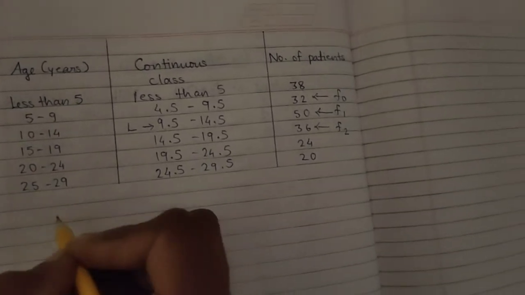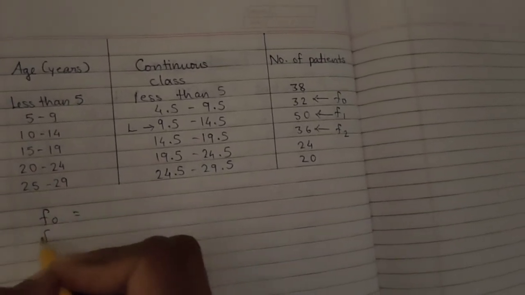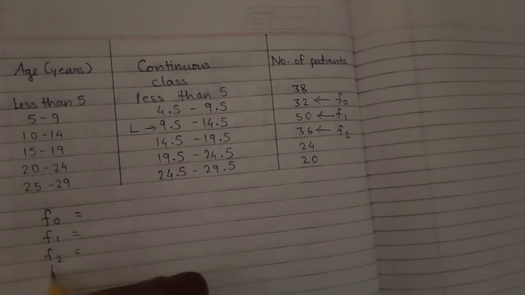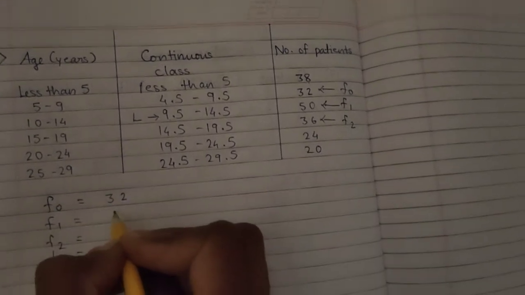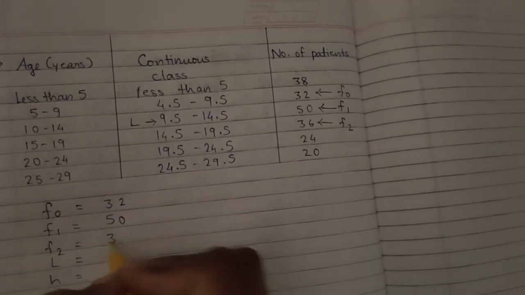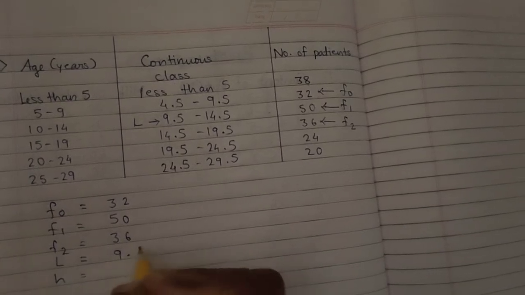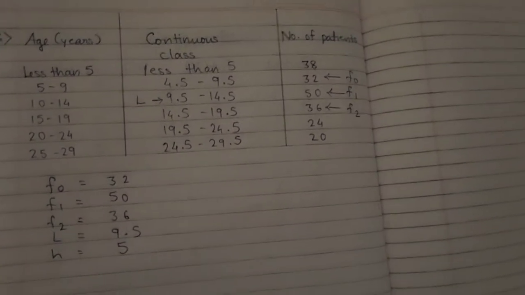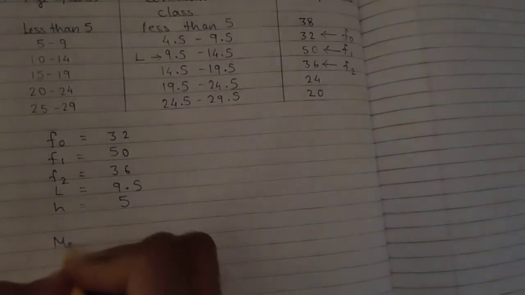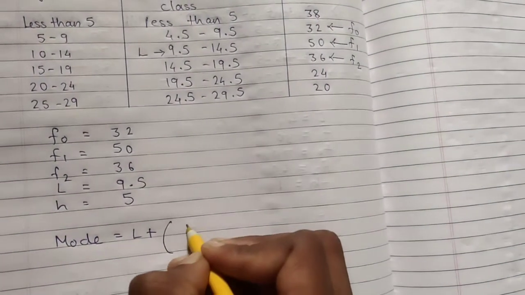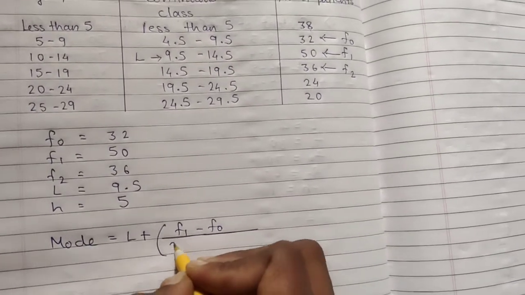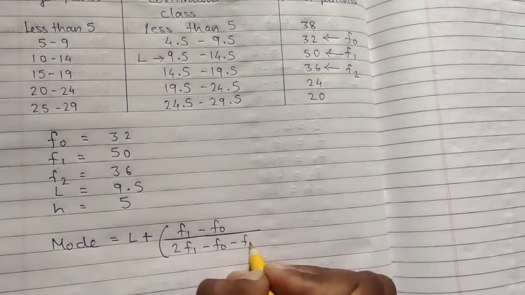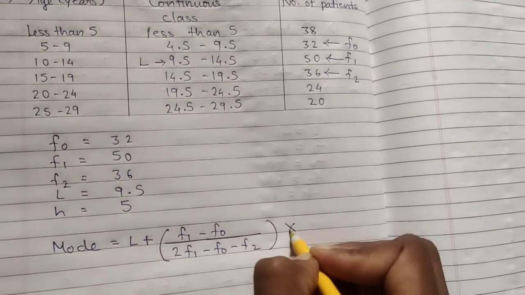So let us write all the values which we got here: F0, F1, F2, then you have L and you have H. What is F0 here? 32. What is F1? 50. F2 is 36. What is L? 9.5. And what is H? 5. Now use the formula of mode. Mode is equal to L plus, in brackets, F1 minus F0 upon 2 F1 minus F0 minus F2, into H.